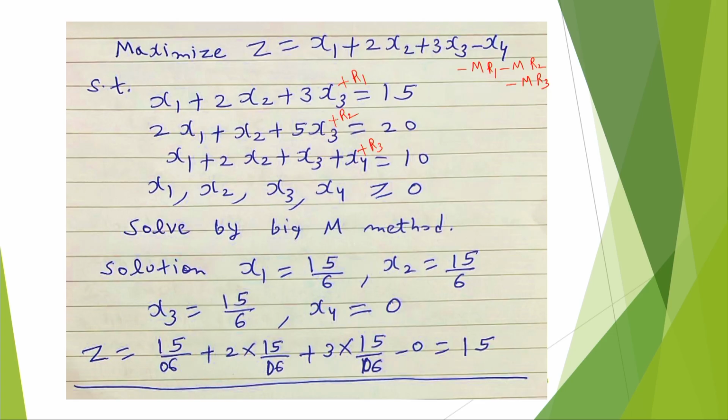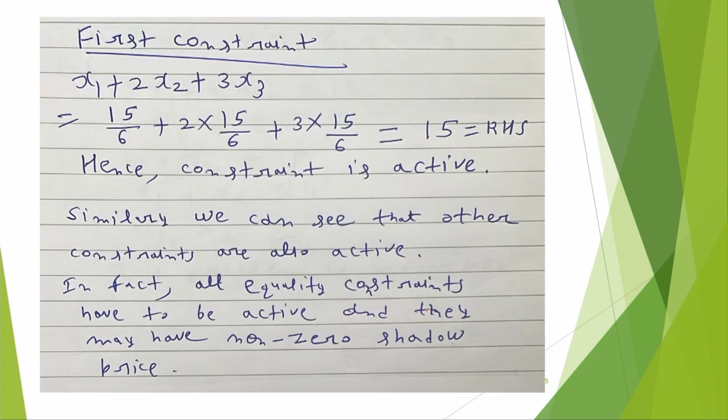x1 is equal to this much, x2 is equal to this, you can solve yourself. x3 is equal to 15 by this one and x4 is equal to this one. Now you can obtain z equal to this much. So z is basically 15/6 plus 2 into 15/6 plus 3 into 15/6, because you got the values, and therefore 3, 2, 5, 6. So this is 15. So we got z equal to basically 15 and x4 is equal to 0 of course.